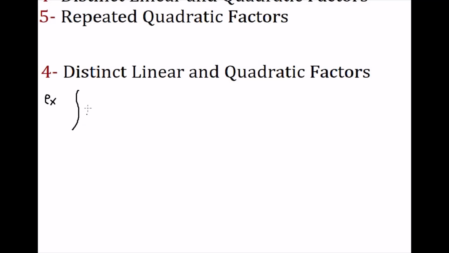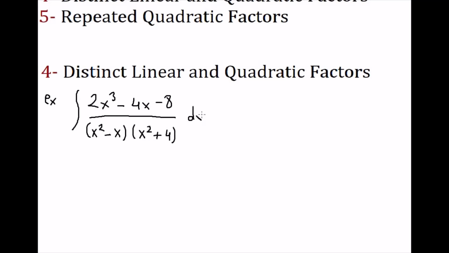Let's say we have the integral of 2x to the third minus 4x minus 8 all over x squared minus x times x squared plus 4 dx. Always the very first thing we have to check is whether the numerator is greater than the denominator or not. Here we have x to the third power. In the denominator we have x squared times x squared, which is x to the fourth. Since the denominator is greater than the numerator, we don't have to do any division.